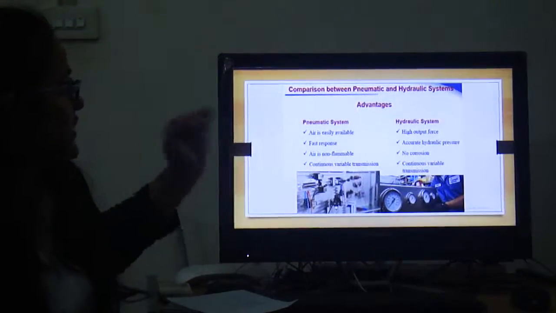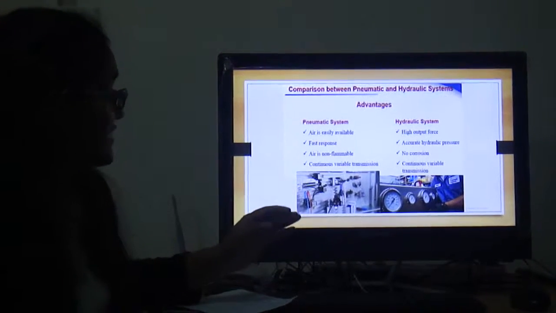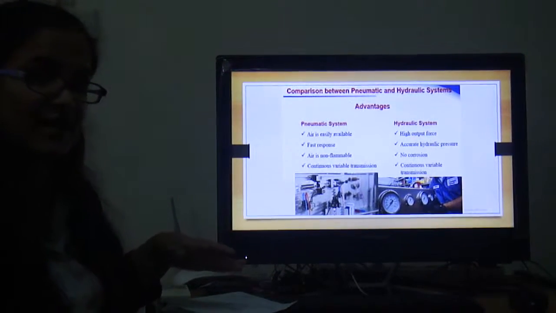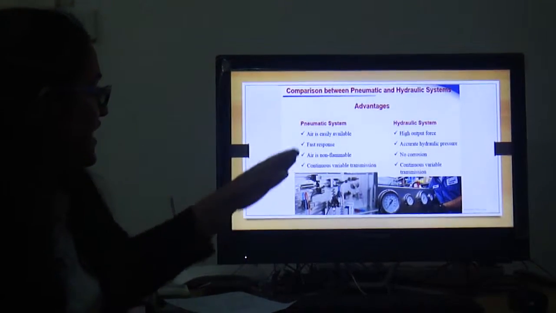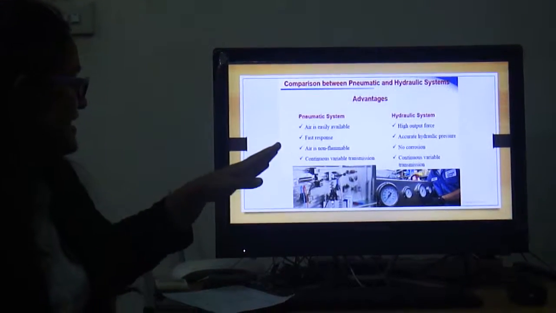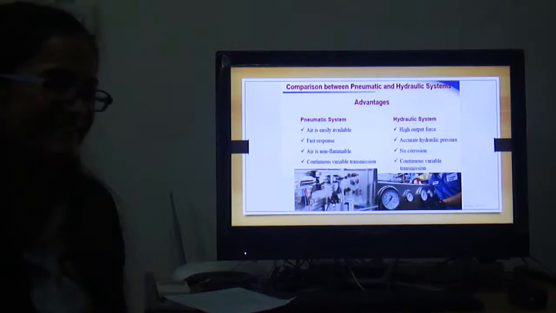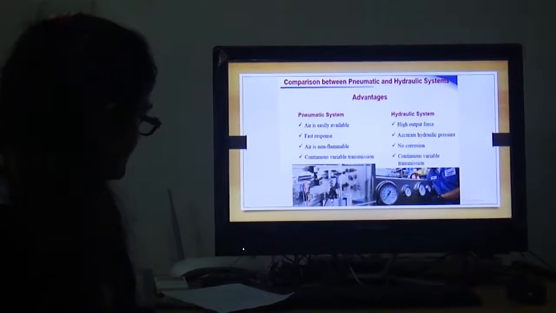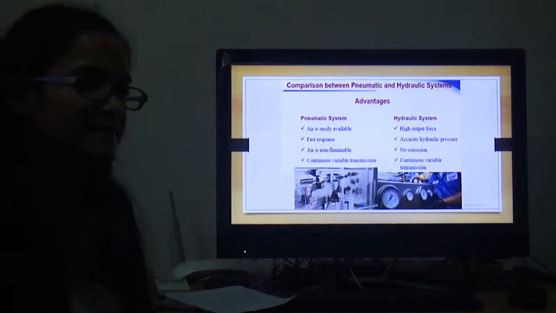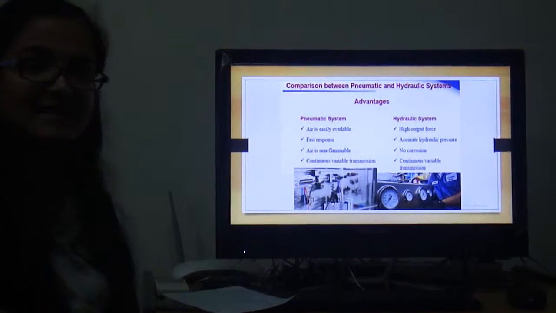So, comparison between pneumatic and hydraulic systems. I'll first be telling you the advantages of each system. The first advantage of the pneumatic system is that it's easily available. You can take air from anywhere, it's there, we're breathing it right now. And so that helps in building a simpler design and control.